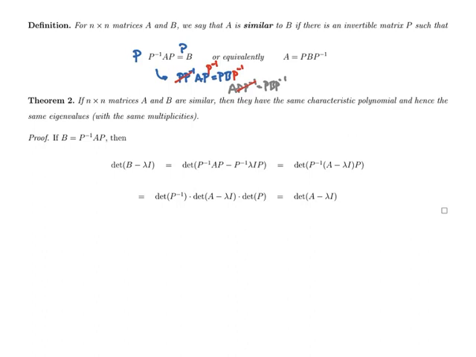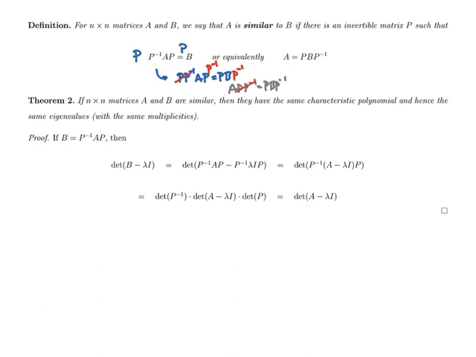So why is similarity important to us when we're thinking about eigenvalues? This theorem says that if A and B are similar, then they have the same characteristic polynomial, and hence the same eigenvalues, as well as the same multiplicities of those eigenvalues. A lot of math boils down to taking some complex problem and making it easier, and this is what similarity is going to allow us to do. If we're trying to find the eigenvalues of some matrix, we can instead look at the eigenvalues of a similar matrix, where that similar matrix is easier to deal with.